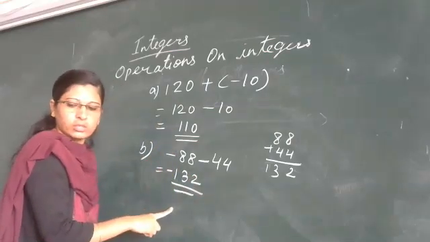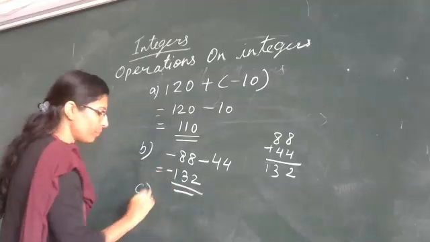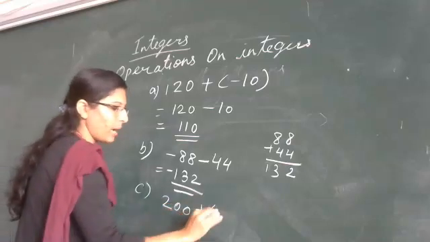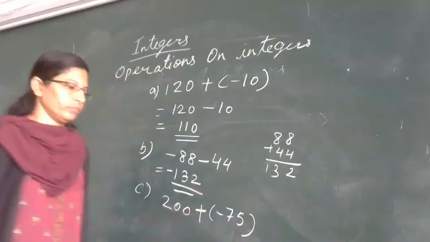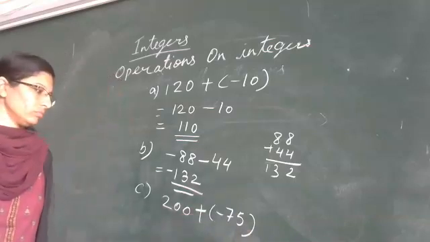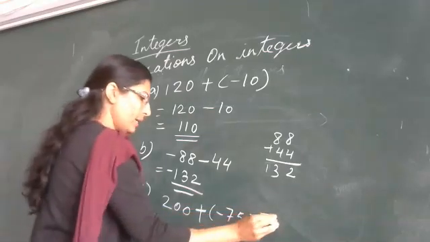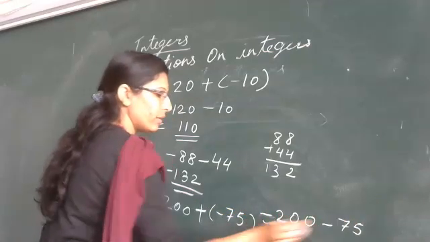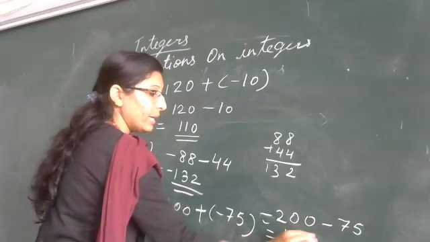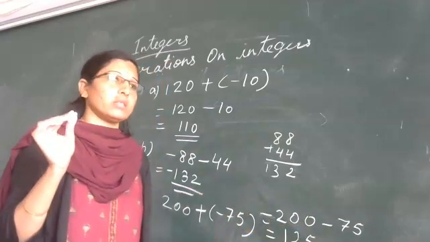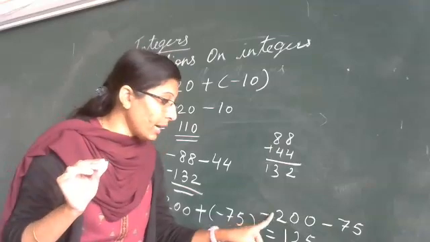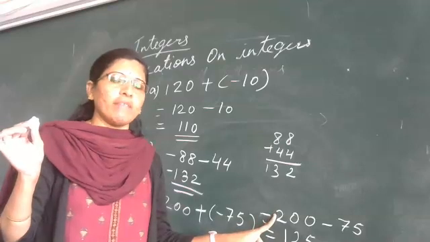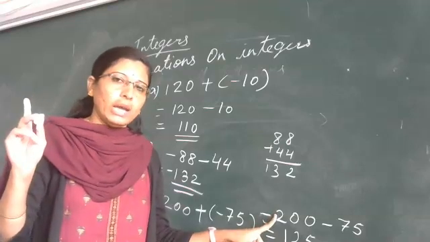Understood now? Yes, ma'am. Okay. One more sum. 200 plus minus 75. Ma'am, we should do minus. Yes, we should do minus. So 200 minus 75 is 125. But which sign will come, plus or minus? Plus, because the greater number is having plus sign. 200 is the greater number which is having plus sign. Plus. Okay?